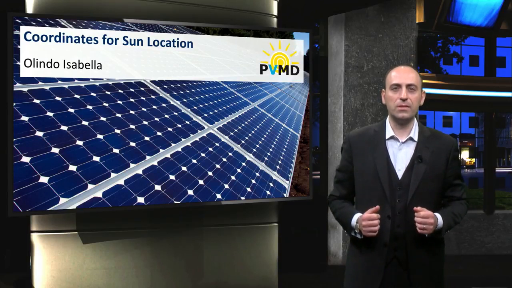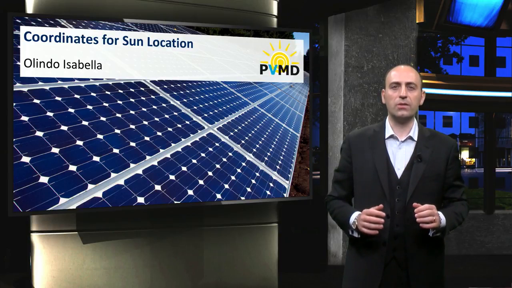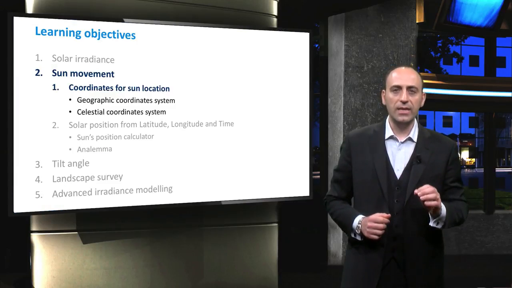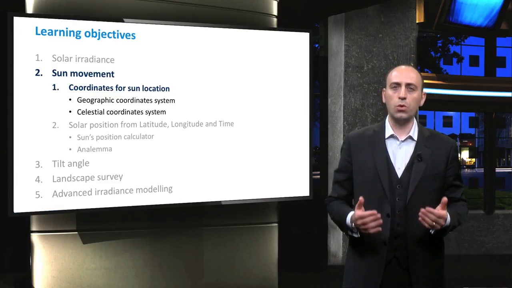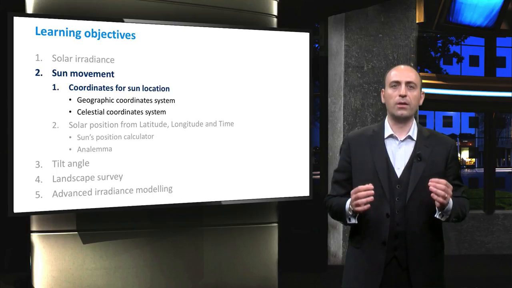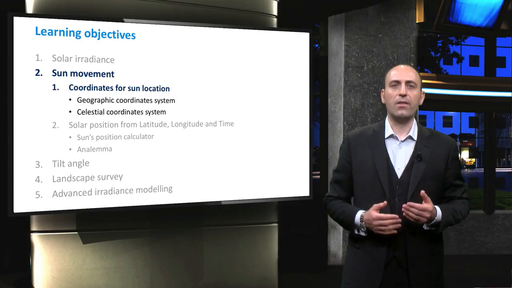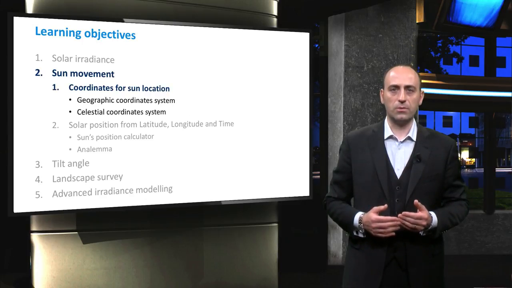When planning a PV system, it is crucial to know at any given time the position of the sun in the sky as seen from the location of the solar system. In today's lecture, we will introduce two coordinate systems that we will use to locate the sun in the sky. First, the geographic, and then the celestial coordinate systems.